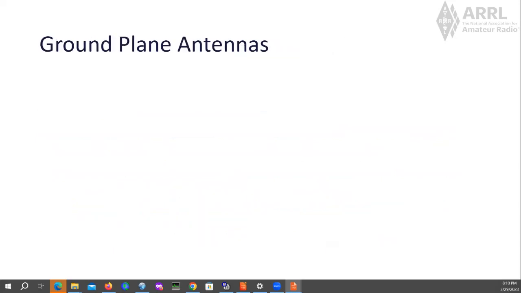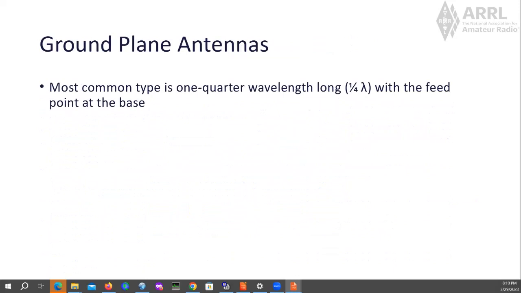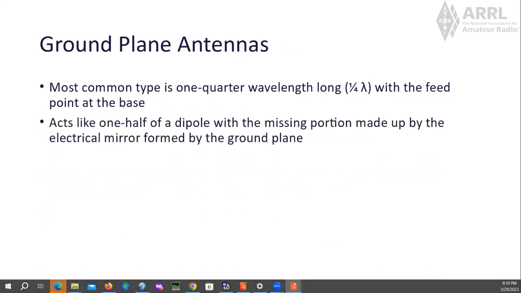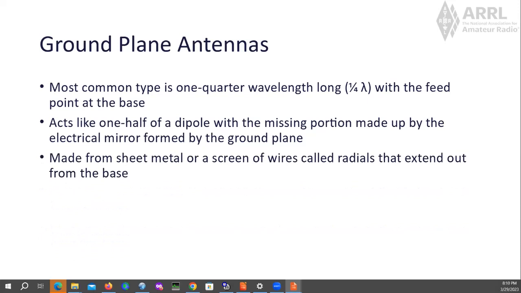Ground plane antennas. Most common type is 1/4 wavelength long, 1/4 lambda, with a feed point at the base. Acts like 1/2 of a dipole, with the missing portion made up by the electrical mirror formed by the ground plane. Made from sheet metal or a screen of wires called radials that extend out from the base. In a mag mount mobile antenna, that sheet metal is the roof of your car.